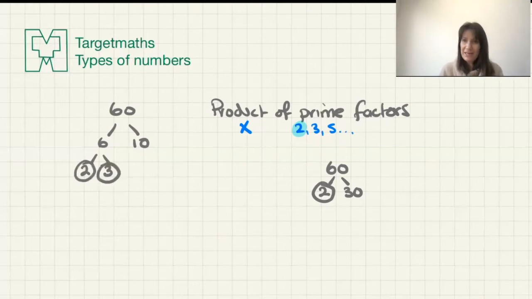I don't want to do any more work on those numbers because they are prime and that's what I'm looking for. 10, what multiplies to make 10? It's 2 times 5.